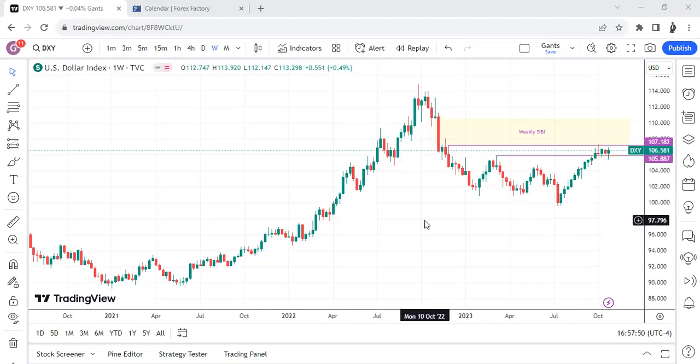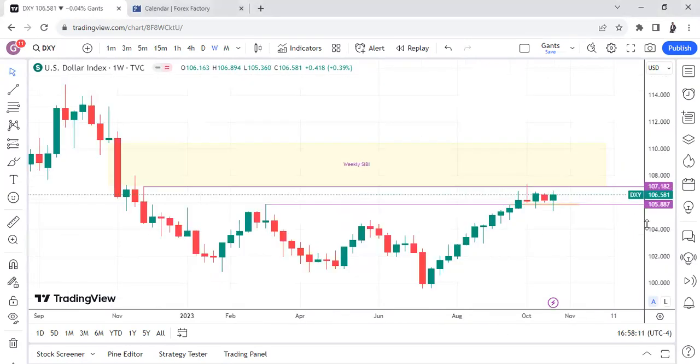We usually look at the market every single weekend, look at what the market has done, where the market is, and where we think price is going to get to in the coming week. So, as is the manner, we start with the dollar index. This is the dollar index weekly chart.